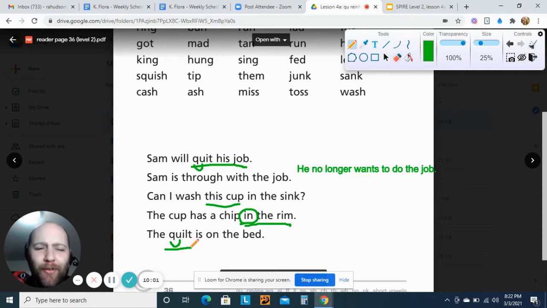Now, have you ever seen a quilt before? Quilts are very, very thick material. They keep you very warm. Okay? All right, so now you guys are finished with step 4. You're ready for step 5.